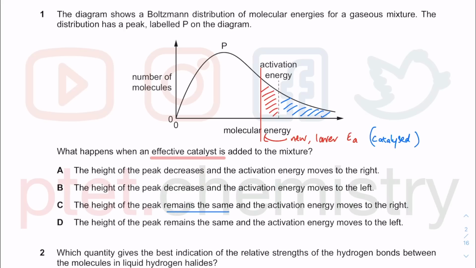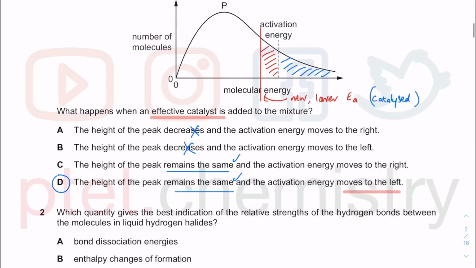But the height of the peak, the rest of the graph, will remain the same. You don't change it, as only temperature can change energy distribution. The use of a catalyst doesn't do that, therefore the graph looks exactly the same. But the activation energy, which is new and lower, will move to the left as you have a new lower activation energy. D is the answer there.